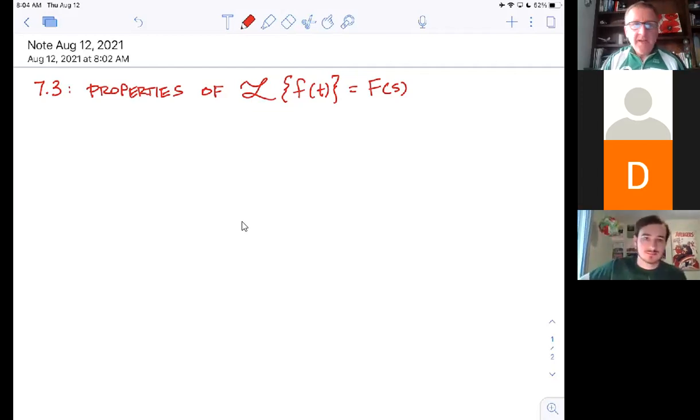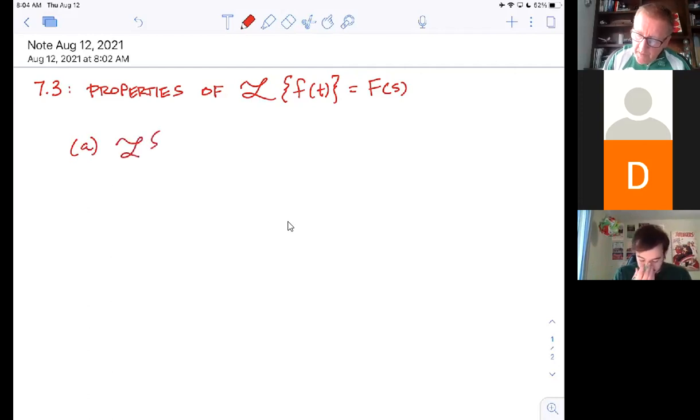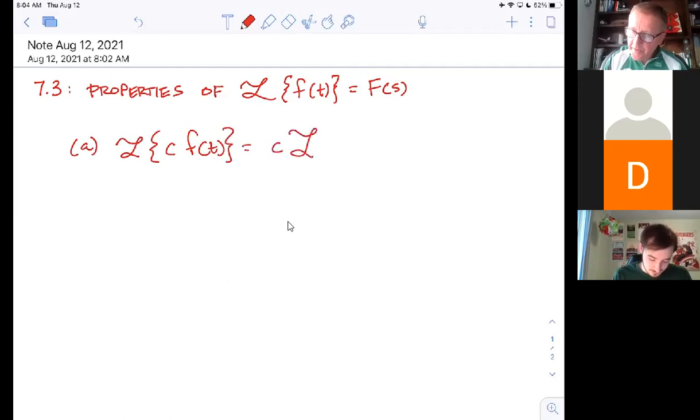A couple of things we learned yesterday that I just want to formalize a little bit, since this section is technically about some of the properties of Laplace transforms. This is one of them we learned yesterday. We said, if you have a Laplace transform of some constant times this function of t, that's going to be the same as just pulling the constant out in front. In other words, you can just kind of ignore the constant and worry about the function.